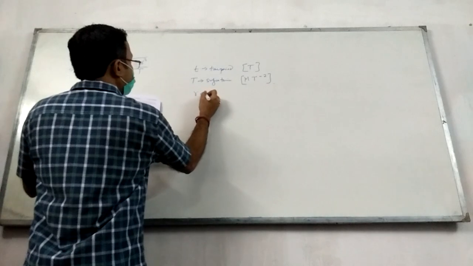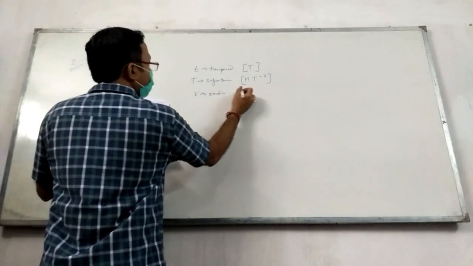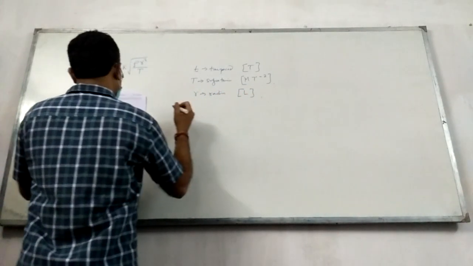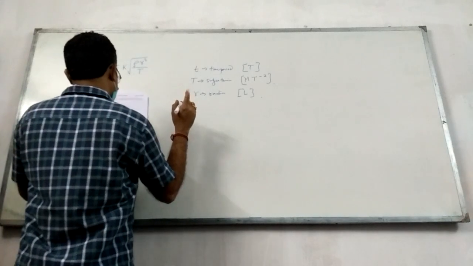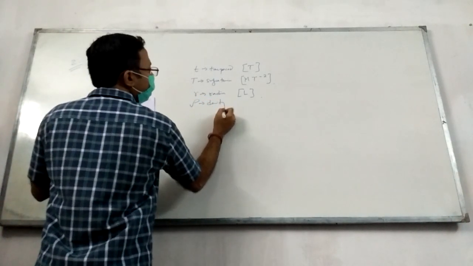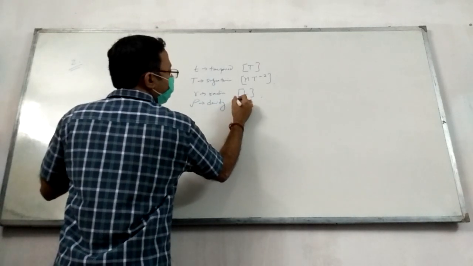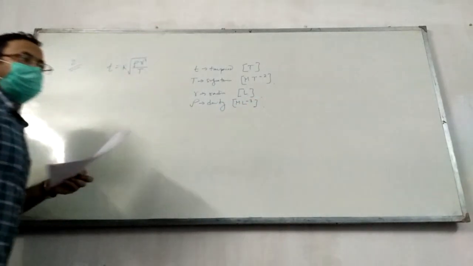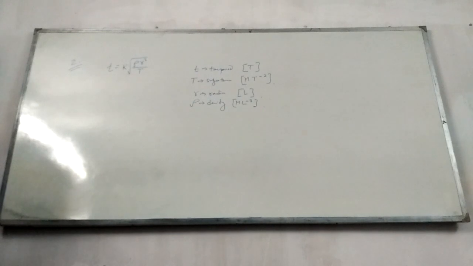Radius r is what? Radius. So for radius the dimension is only length. Rho is density. The dimension of density is ML to the power -3. Right? Now what have they asked? What do they want? Oh, they are asking whether it is correct or incorrect.